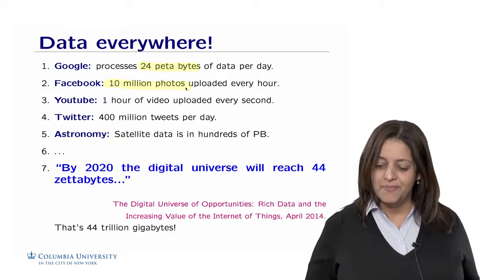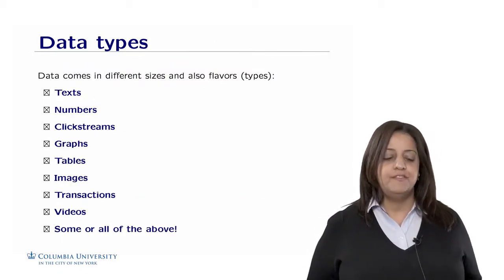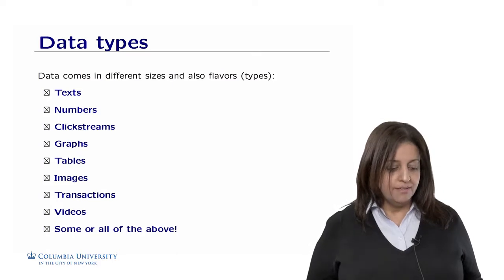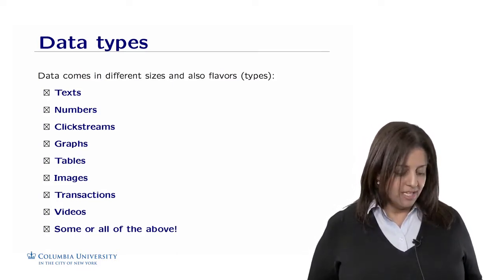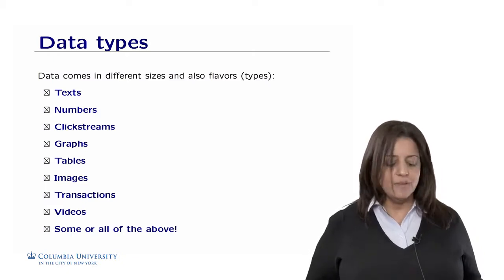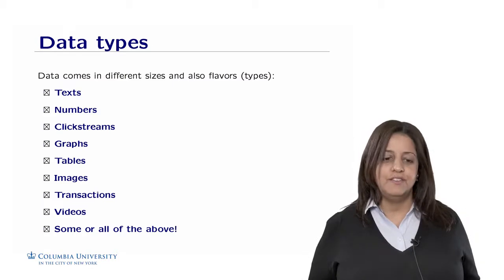That's huge. So data comes in different types and flavors. Data could be text, it could be numbers, click streams, graphs, tables, images, transactions, videos, and sometimes all of the above. For example, some websites would have a mix of all of these kinds of data.